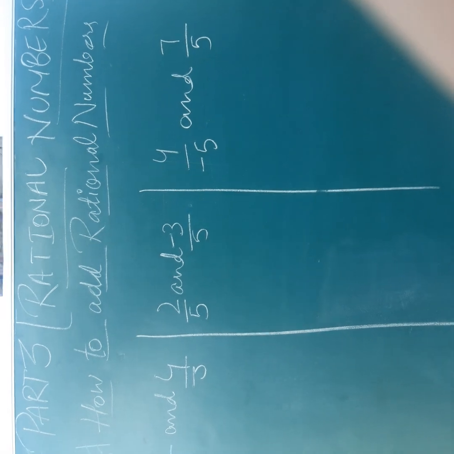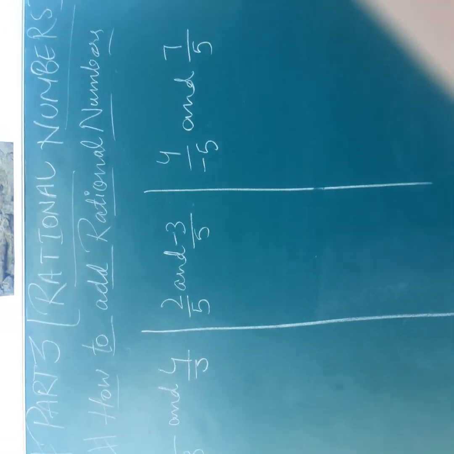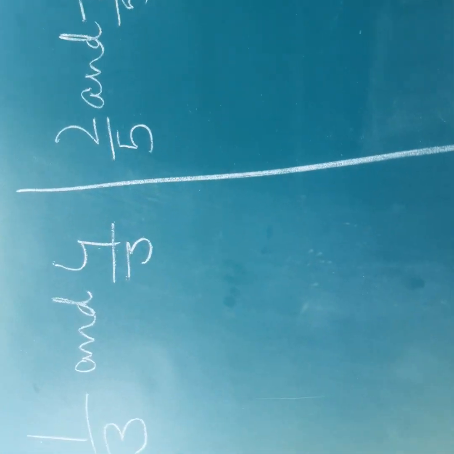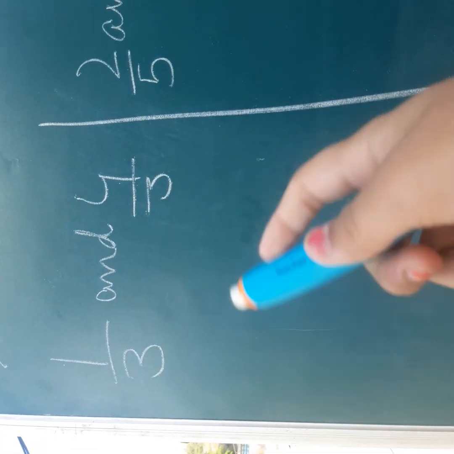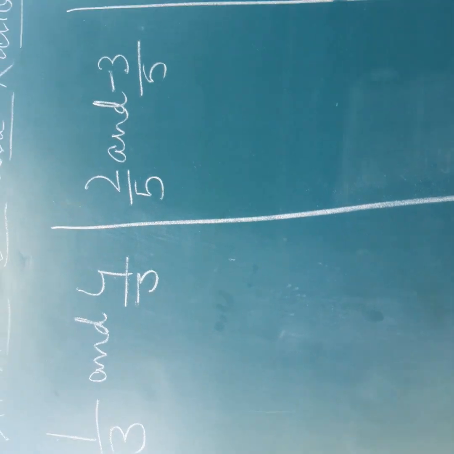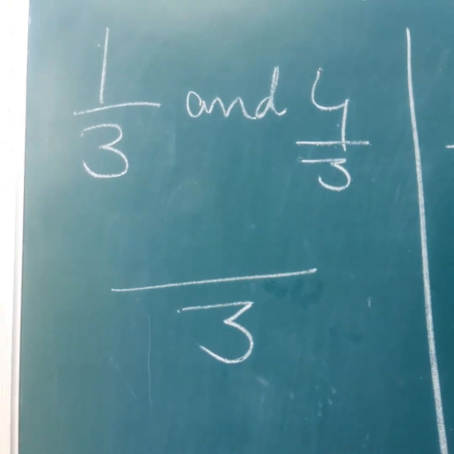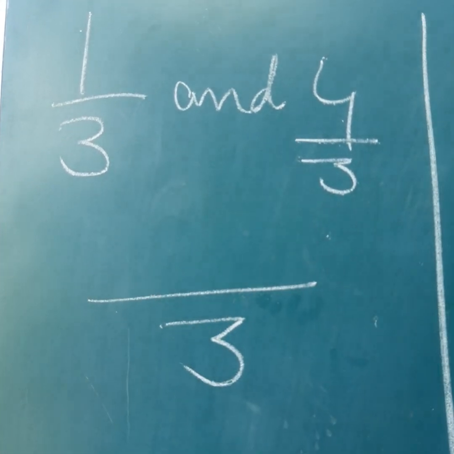So in this part we have to understand how to add rational numbers. There are two ways to add rational numbers: if the denominators are same or if the denominators are different. So let's start with part A, that if the denominators are same. In this part, both denominators are same.